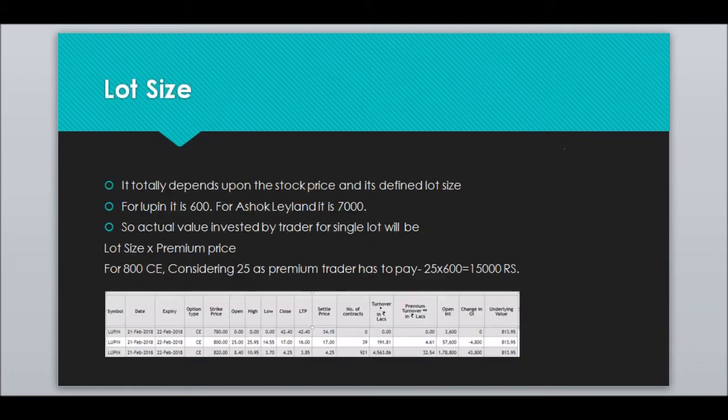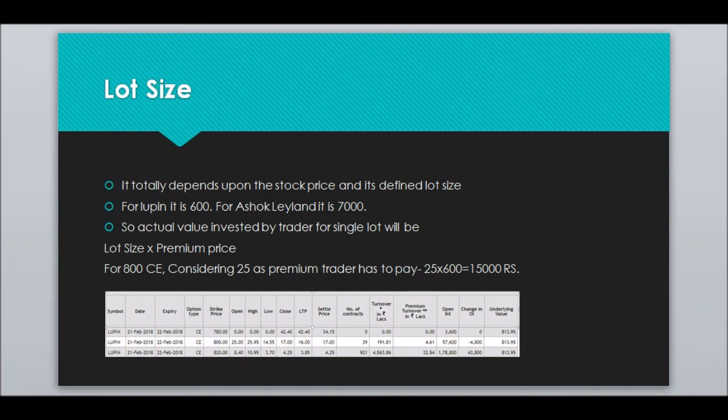So what is lot size? Every stock has a decided lot size. For Lupin it is 600, for Ashok Leyland it is 7000. So what is the actual price which a trader pays for a single lot? Suppose we are checking for the 800 call. The trader needs to pay the premium price 25 multiplied by the lot size, that is 600. So it would be 15,000 for a Lupin 800 call.